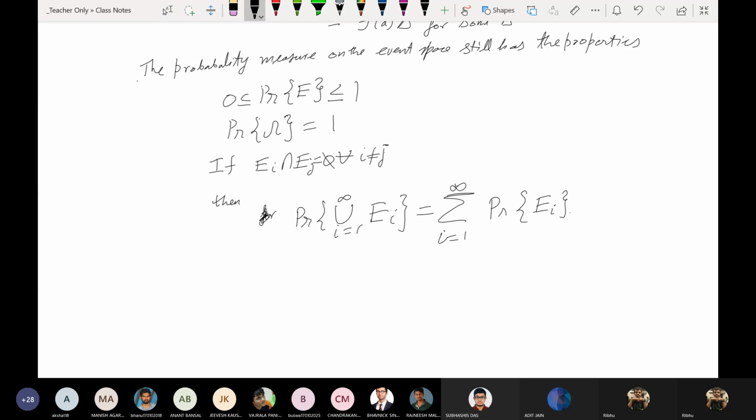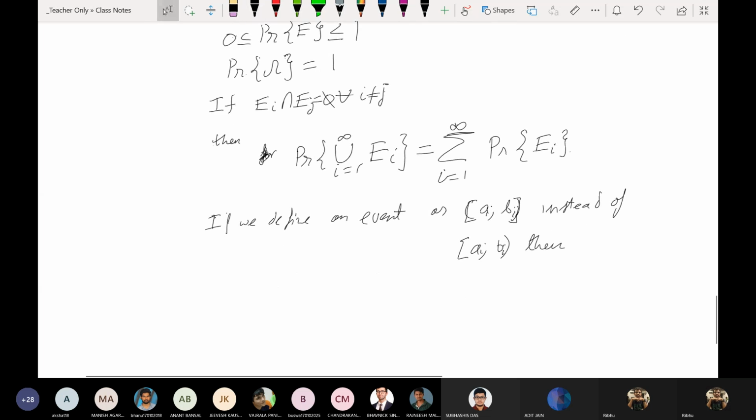Now here, Adit, we have that problem because if we define an event as (a_i, b_i), then if some of these values overlap, or there is one common element between the two, then we cannot say that the intersection is a null set.